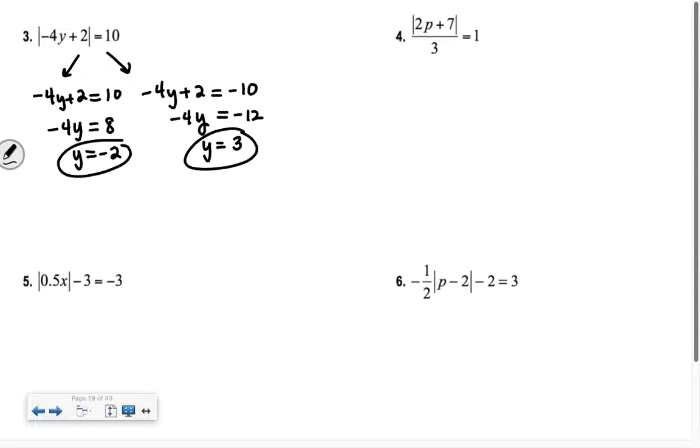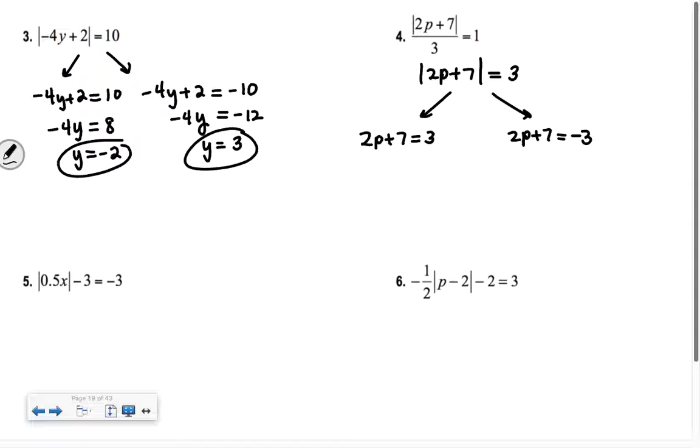All right, so number 4, we have to isolate. We're going to multiply the 3 over first. So I get the absolute value of 2p plus 7 is equal to 3. Now we're ready to break into the two equations. So I have 2p plus 7 equals positive 3, and I have 2p plus 7 equals negative 3.